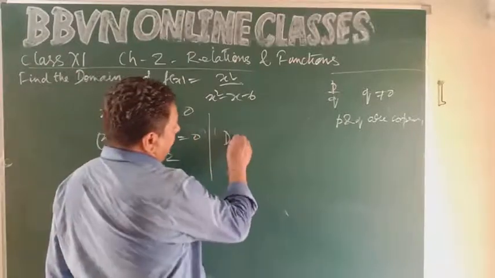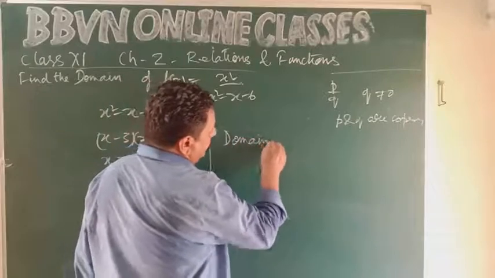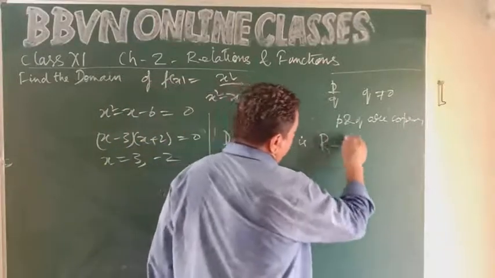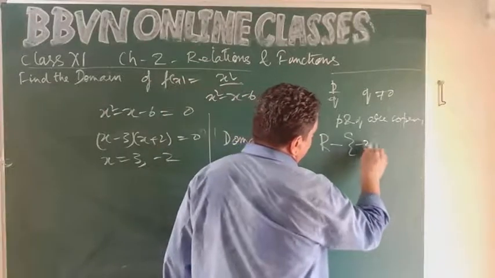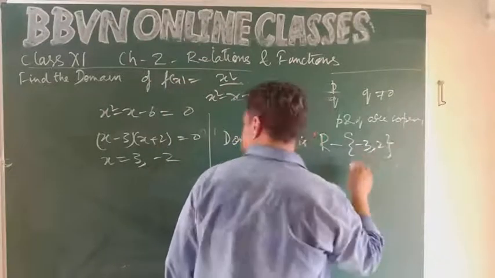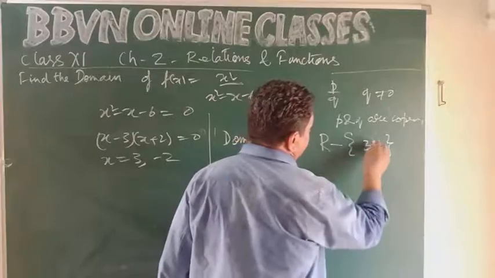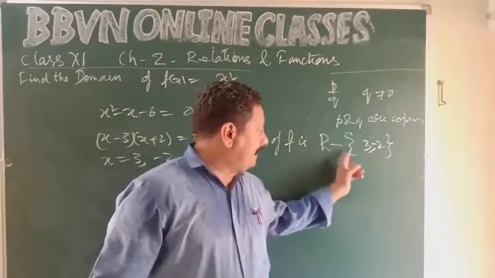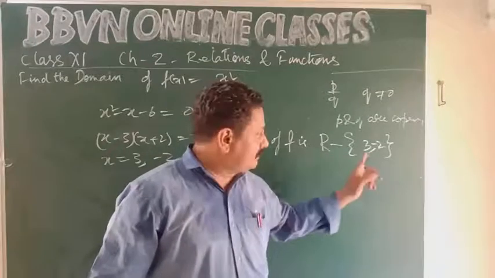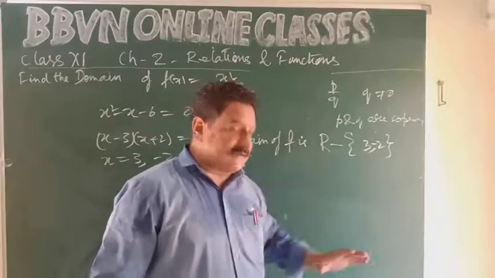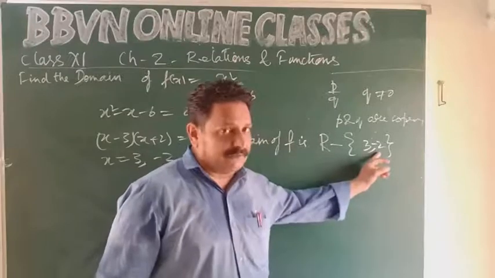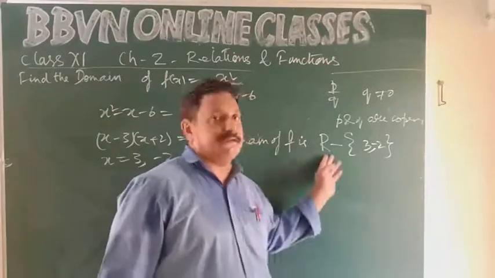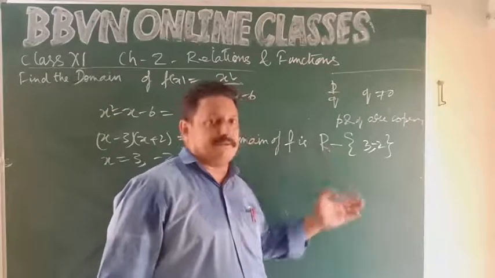So domain of f is R minus {3, minus 2}. R, set of real numbers, minus a set which has two elements 3 and minus 2. So except x equal to 3 and x equal to minus 2, any other real value of x can be considered as the domain. So this is the domain of the function.